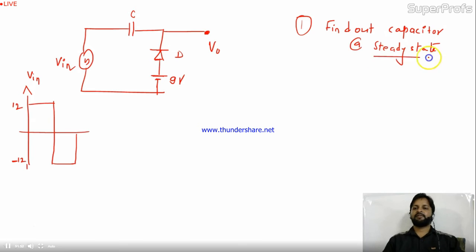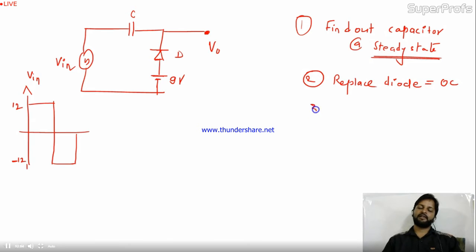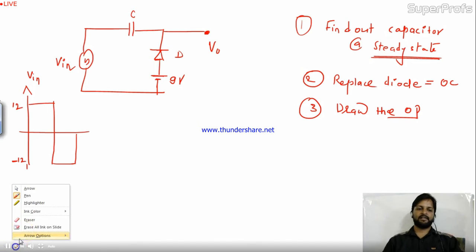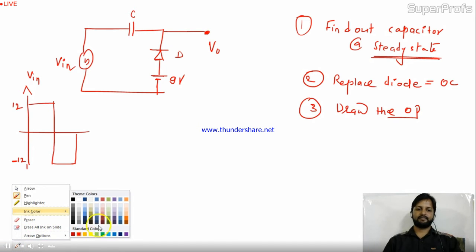Okay, that means you have to find out the full capacitor voltage, and in the second stage you have to replace the diode by an open circuit. Replace the diode by an open circuit, and in the third, draw the output. Okay, these 3 steps we'll do for this circuit. Let me change the pen color.